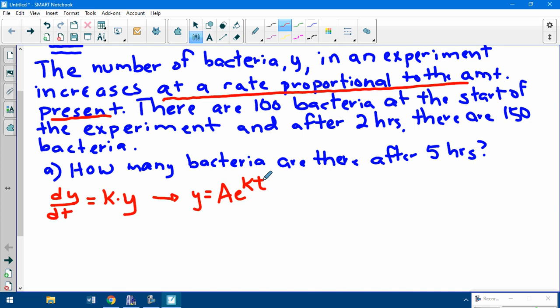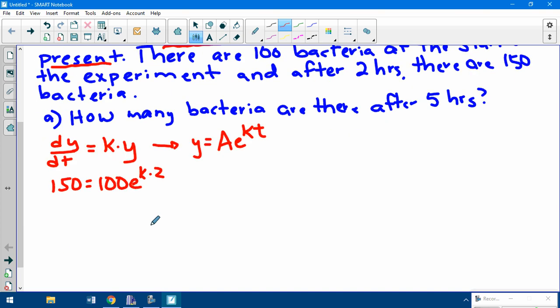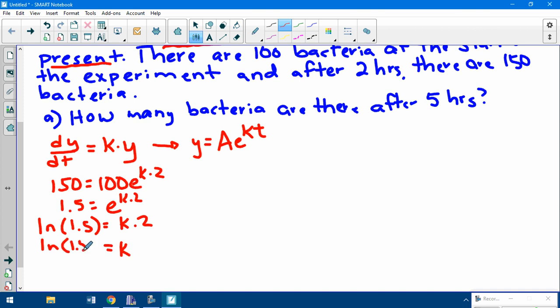Okay, so what do I know? I know that after 2 hours there's 150, and initially there's 100. So I should be able to set up 150 equals 100 e to the k times 2. We're going to solve for k. Always a two-step problem. So divide by 100. I would have 1.5 equals e to the k times 2. I would take the ln of both sides. ln of 1.5 equals k times 2. Divide by 2, and we're going to get k is ln of 1.5 over 2.